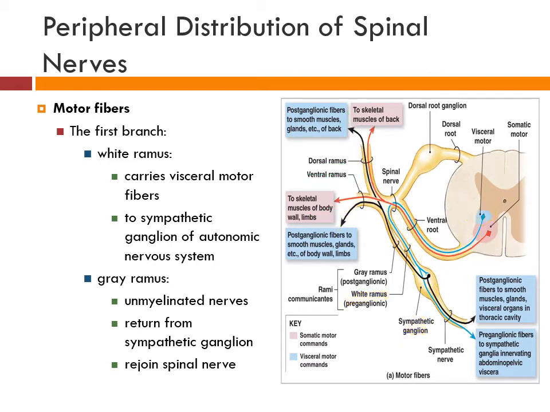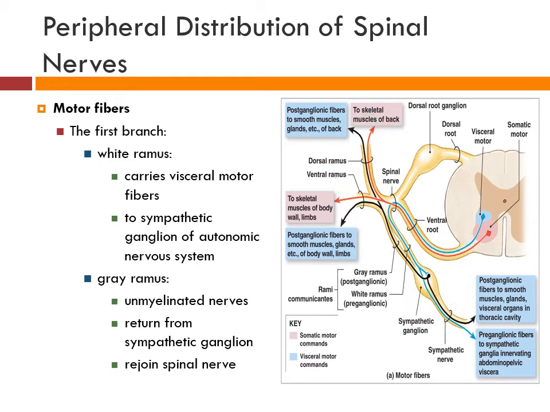So the dorsal ramus is carrying both the somatic motor nerves, shown in red here, and the visceral motor nerves shown in black that have returned from this sympathetic ganglion. The visceral motor nerves are postganglionic fibers, and they're going to innervate smooth muscles and glandular tissues in the back side of the body. The somatic motor nerves are going to innervate the skeletal muscles in the back side of the body.